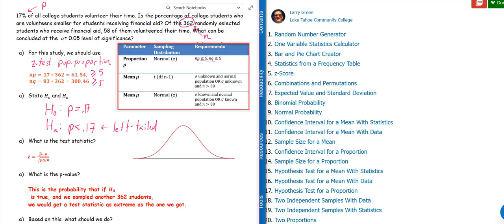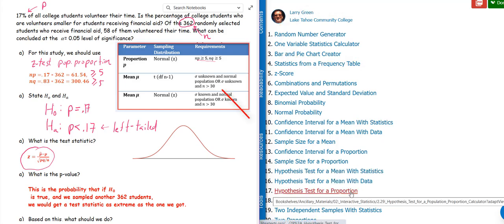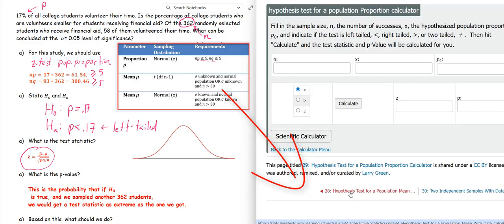All right, so now we're going to compute the test statistic and the p-value. Now there's a formula for the test statistic, but we're not going to use it because we're going to use technology instead. But that's the formula right there. So if you come over to this list of calculators from LibreTexts and click on hypothesis test for a proportion, you will get the right calculator.